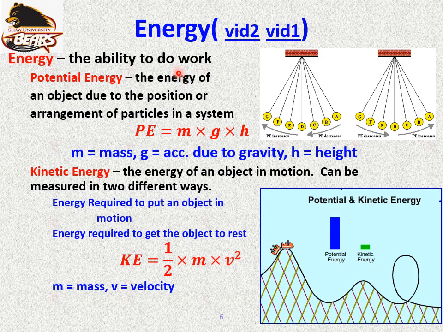Now we have talked about two forms of energy already, kinetic energy and potential energy. You can watch these two videos, and you are required to watch them, about potential energy and kinetic energy. Once again, potential energy is the ability to do work, the energy of an object due to the position and arrangement of particles in a system. In particular, the gravitational potential energy relates to the height from the ground: mass times g times height.